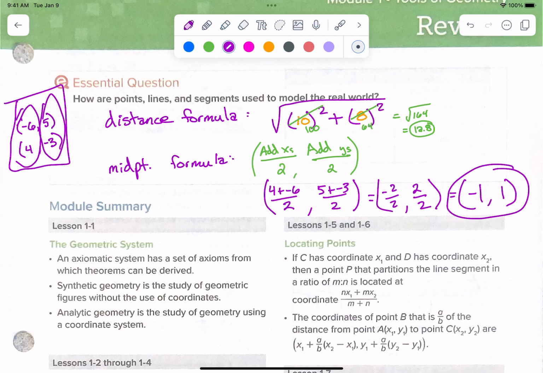Questions about that? Midpoint formula. Midpoint is finding average. Average, you are adding. Here you are subtracting to find the distance, right? Okay, so you're adding to find the midpoint.